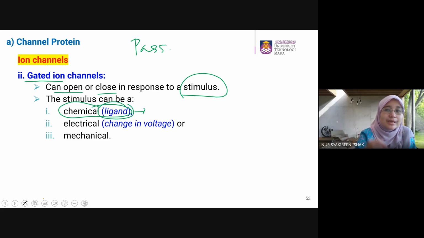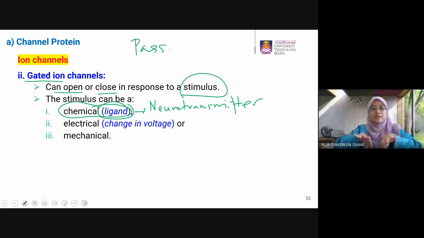So for example, neurotransmitter. Okay, with the presence of neurotransmitter, it causes the gated ion channel to open. For example, nanti kita tengok example. And then we have what other stimulus is electrical charge, okay, a change in voltage across the membrane, or due to pressure, mechanical, okay. So let's look at them one by one.